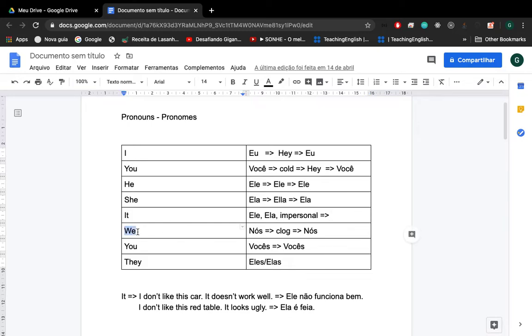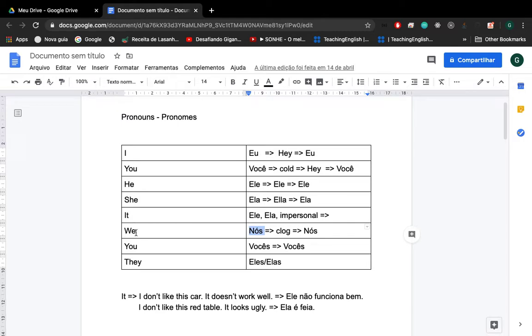The pronoun we call nós in Portuguese. Nós. Just think of the word clog. I know it's a weird word for me to pick, but it was just a random choice. In the word clog, just isolate the sound of the letter A and say nós. Clog, nós. It's not very similar, but it's very near.